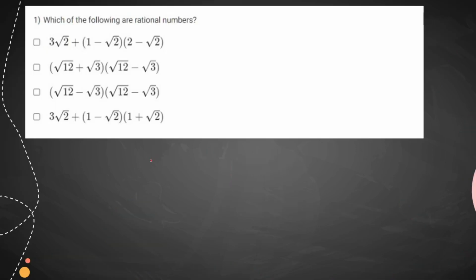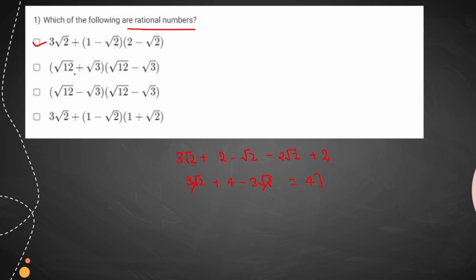The first question is which of the following are rational numbers? We have to choose which are rational numbers out of these four options. The first option is 3 root 2 plus 1 minus root 2 multiplied by 2 minus root 2. We will expand it, so it will give 2 minus root 2 minus 2 times root 2 plus 2. So it will give 3 root 2 plus 2 plus 2, that will give 4 minus 3 root 2. So 3 root 2 minus 3 root 2 will balance each other, so it will give 4. So 4 is a rational number, so this option is correct.